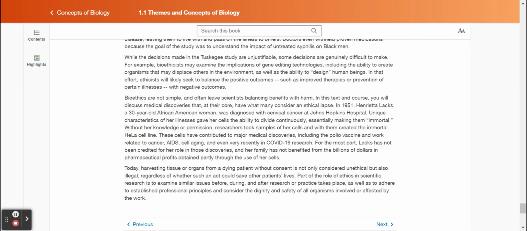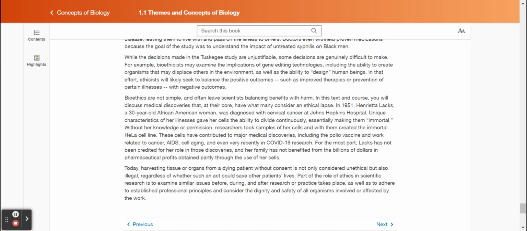Without her knowledge or permission, researchers took samples of her cells and with them created the immortal HeLa cell line. These cells have contributed to major medical discoveries, including the polio vaccine and work related to cancer, AIDS, cell aging, and even very recently in COVID-19 research.